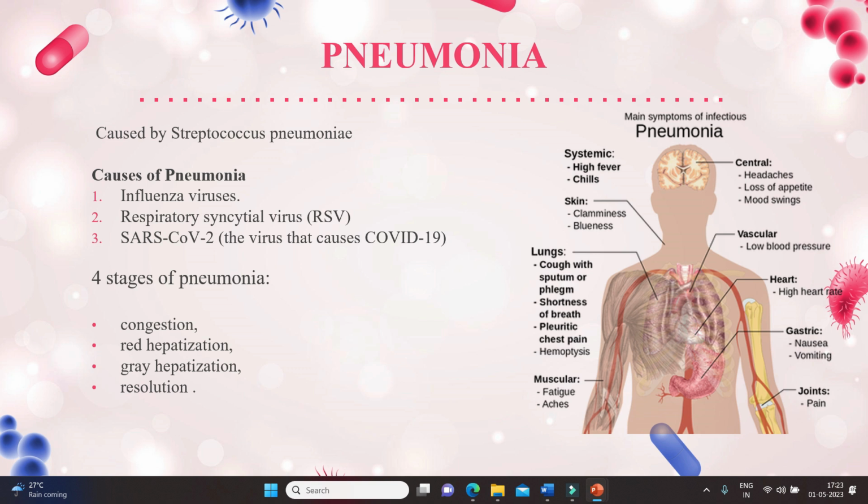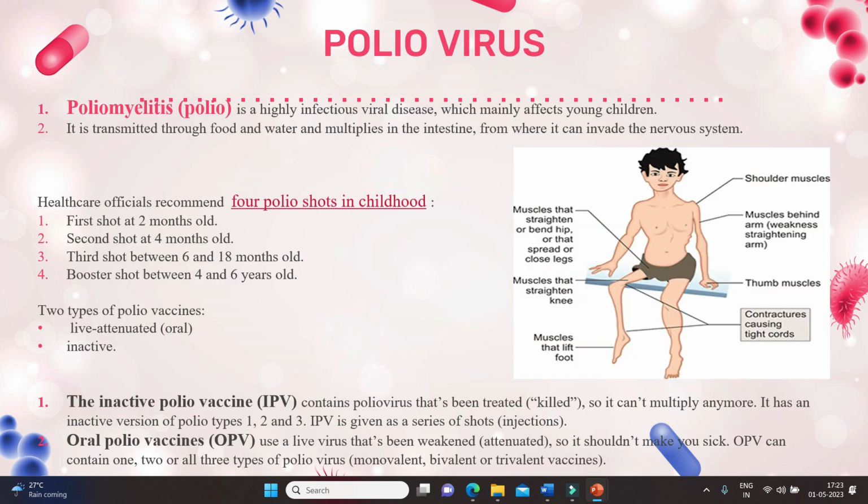There are four stages of pneumonia: congestion, red hepatization, gray hepatization, and resolution. Some of the symptoms are systemic, such as high fever and chills. Particularly in pneumonia, we can see lung infection, so we are unable to breathe properly, with shortness of breath, chest pain, muscle pain, high heart rate, some mood swings and joint pains too.